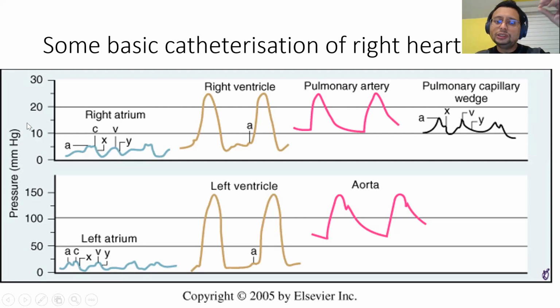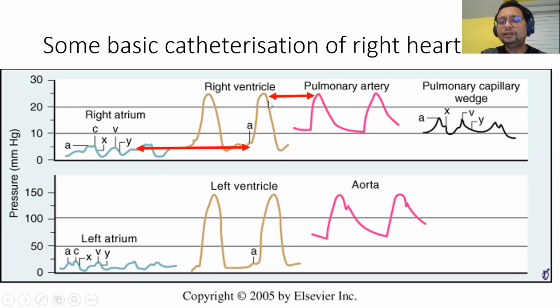If we were to push the catheter into the right ventricle, we'll see the right ventricular pressure loop here. So you have a right ventricular systolic pressure and a right ventricular diastolic pressure. And this diastolic pressure is the same as right atrial pressure in the absence of tricuspid stenosis.